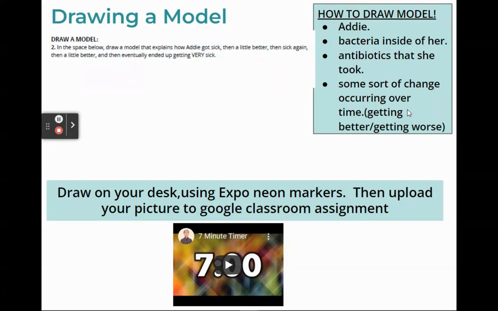I'm assuming it's the bacteria. And upload your picture to Google. Oh, yeah, that's what it is. So we're drawing the model of like the bacteria and stuff. Yeah, just basically it's a story written in pictures. And you can do arrows. Alright.